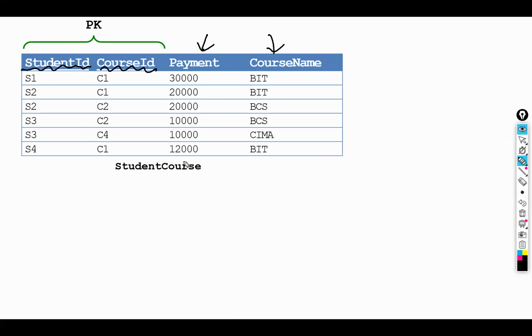Now see, these are the non-key fields. You need to take them one by one and check whether these non-key fields depend on the full key or part of it. If it depends on the full key, that is fine. If it depends on just part of that, that means this should not be here. It has violated second normal form.